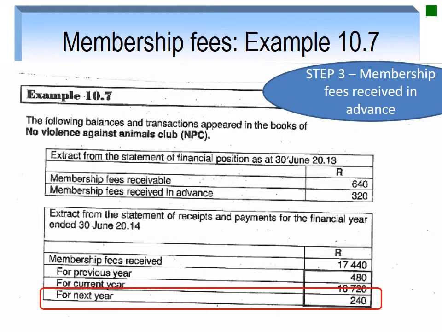Now we're going to look at step 3. Step 3 has 3 parts. The first part is we're going to look at membership fees received in advance. So we saw when we looked at the statement of receipts and payments that 240 Rand of the 17,440 were membership fees that actually relate to next year, but we've already received this money.